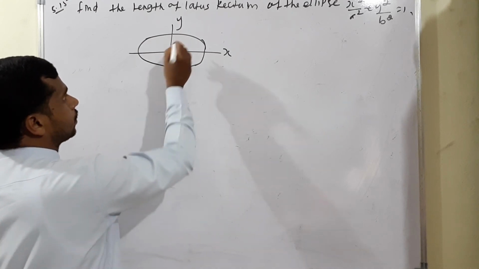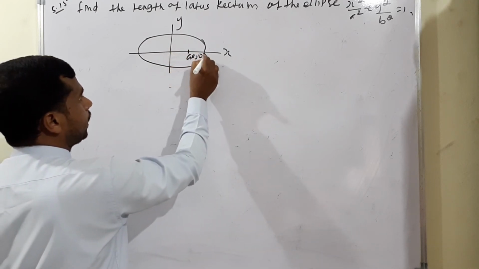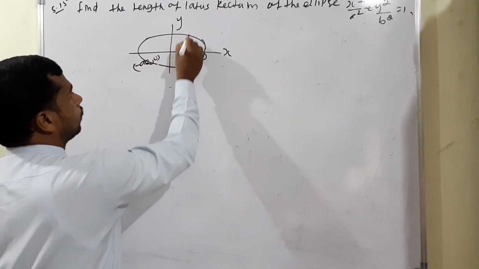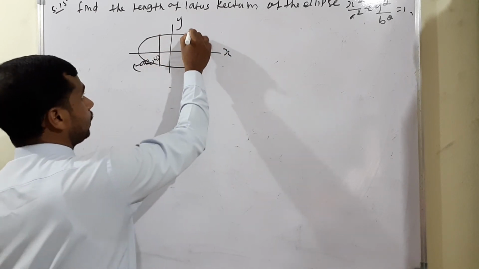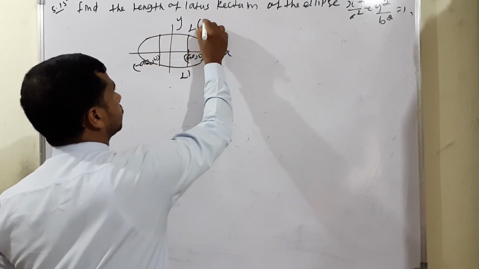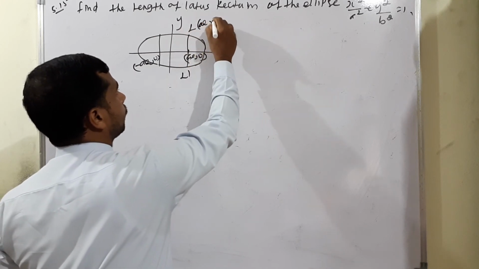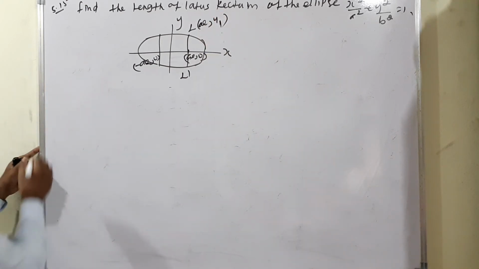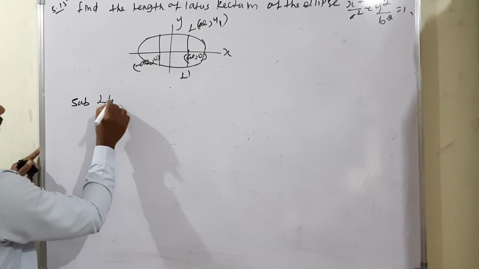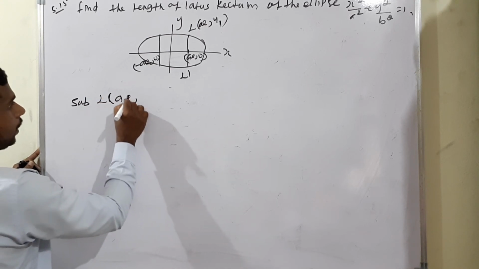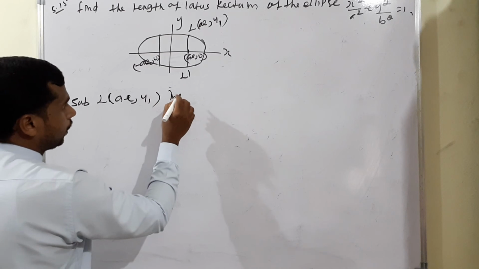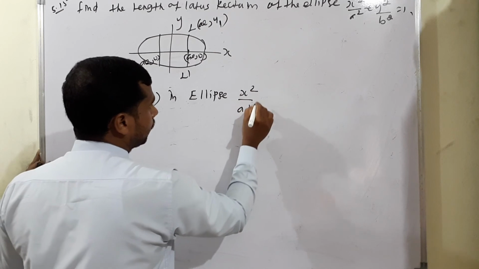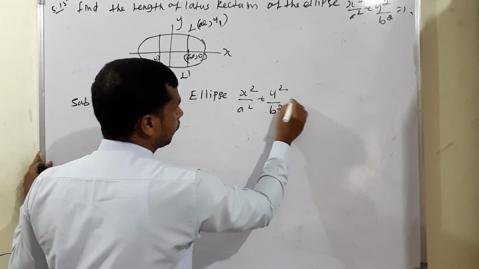So in the ellipse diagram, this is the focus of the point, ae comma 0, and this is negative ae comma 0. So consider L and L dash, which depend on the y axis, meaning consider ae comma y1. First we have to find out ae comma y1. So what we have to do, substitute L, that is ae comma y1, in the ellipse x square by a square plus y square by b square is equal to 1.